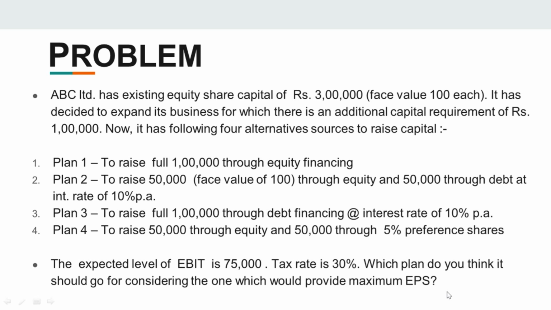Now the money required to be raised is only 1 lakh, but that 1 lakh could be distributed in various ways in various sources of financing. So which source or which plan would provide the maximum earning per share? We would go with that plan. So we have to figure out that only. So let's start and calculate under various plans how the EPS would be.